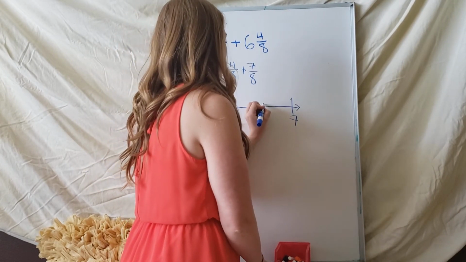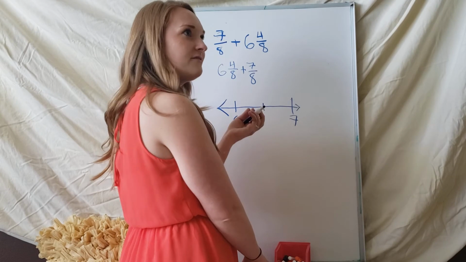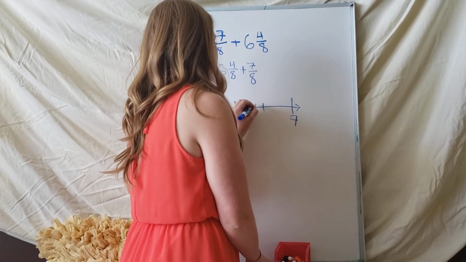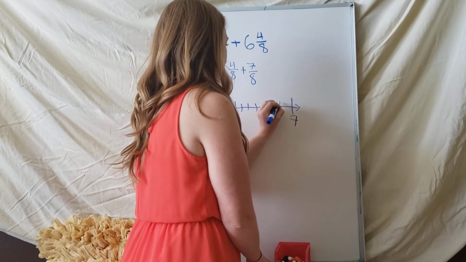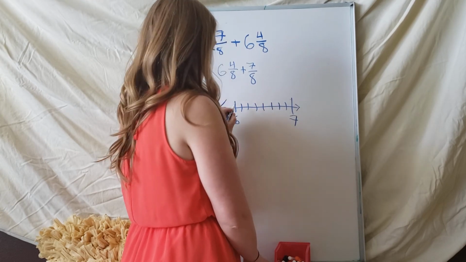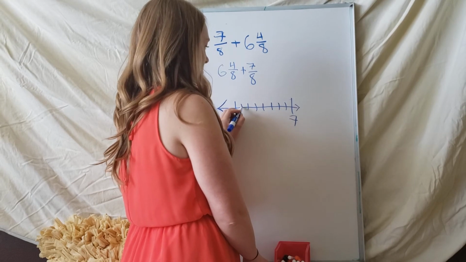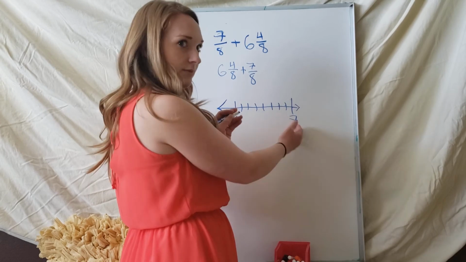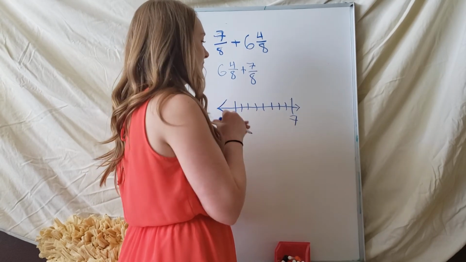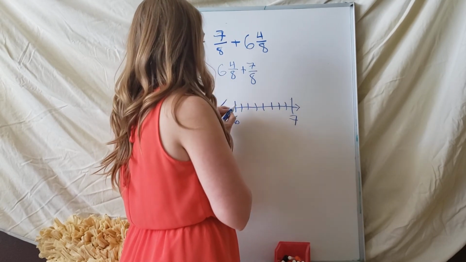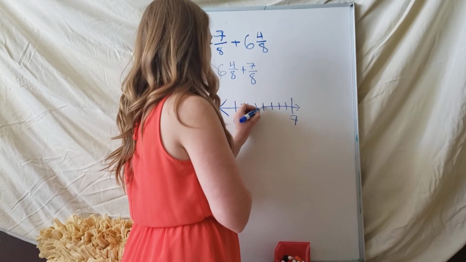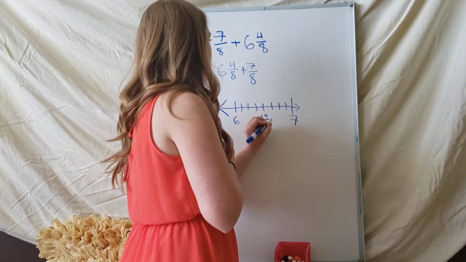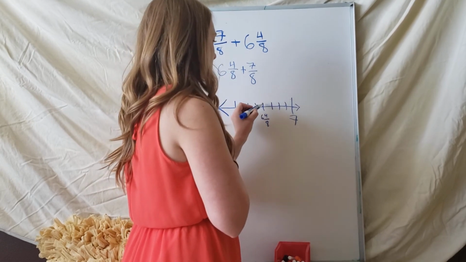And now I need to make 8s. So I always divide it in half if it's an even number first, and then I make 4 equal spaces. Now I have 1, 2. I count the lines, 1, 2, 3, 4, 5, 6, 7, 8 to get all the way to the next whole number. So I start with 6 4/8. 1, 2, 3, 4. 6 4/8 right here. And now I need to add 7/8.